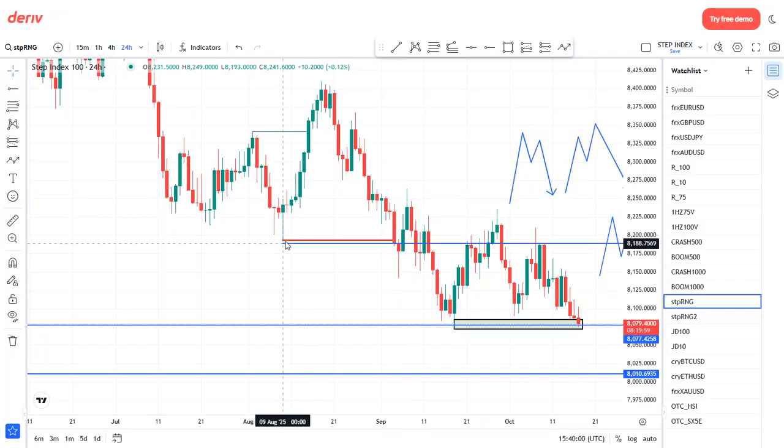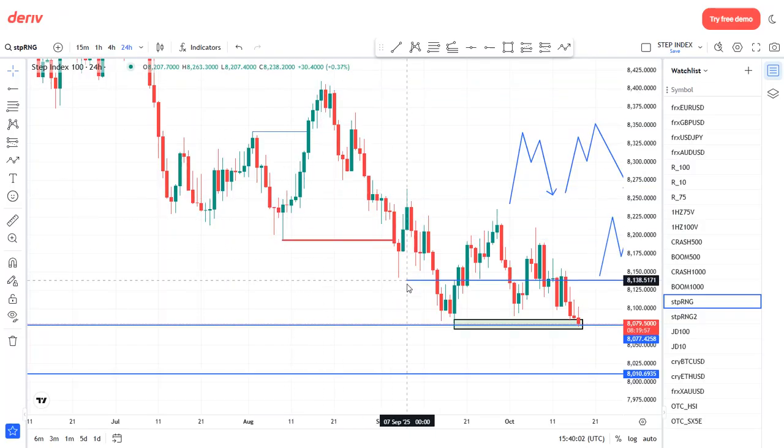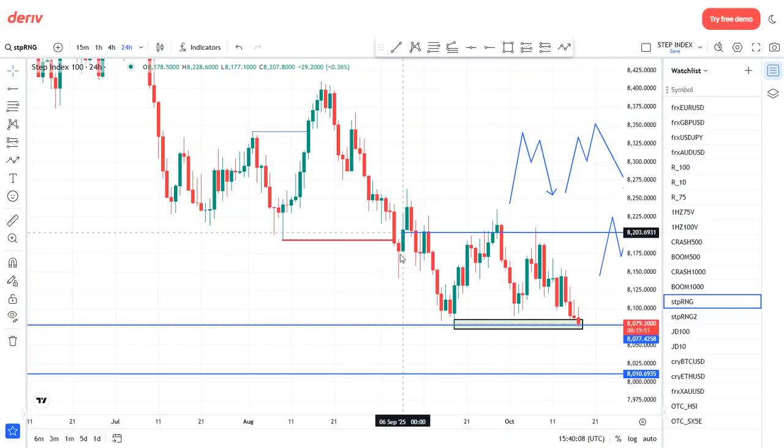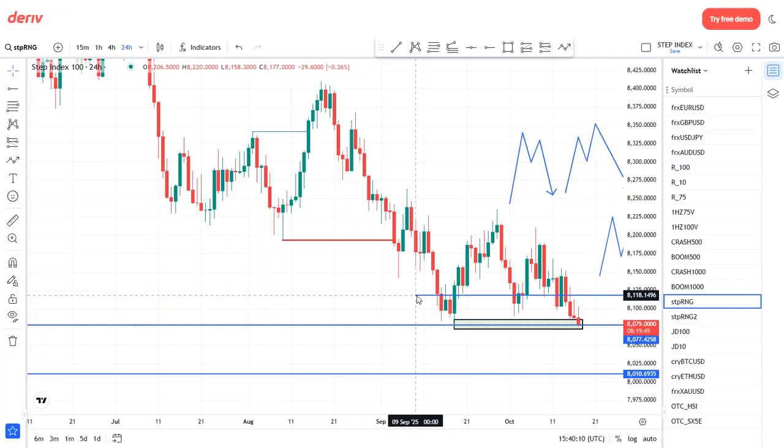We broke this low, we respected this high. We broke this low, we respected this high. Price pushed all the way up, fell to take out this high that broke this low. It means that we are bearish. It means we are respecting the highs and breaking the lows.